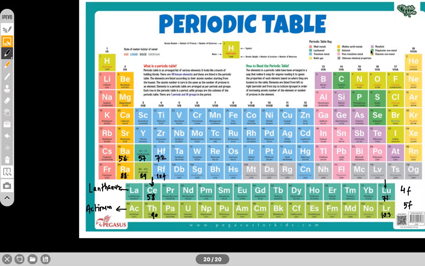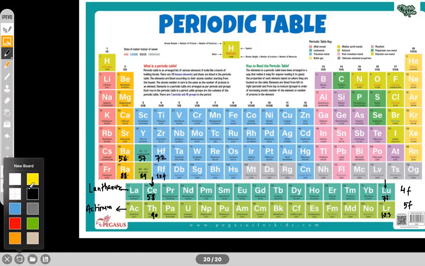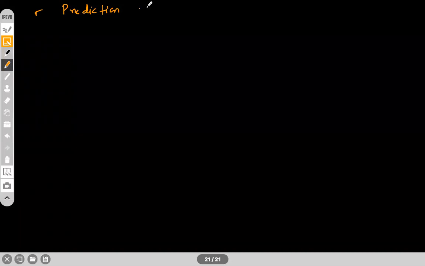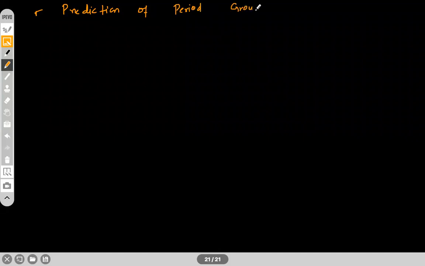So these are the initial properties we have discussed. Now, for a given element, how do we predict the period, group, and block? Write down: prediction of period, group, and block.